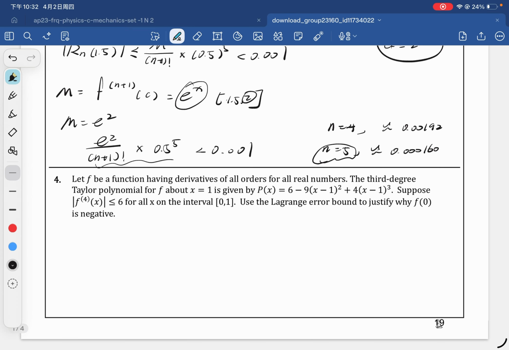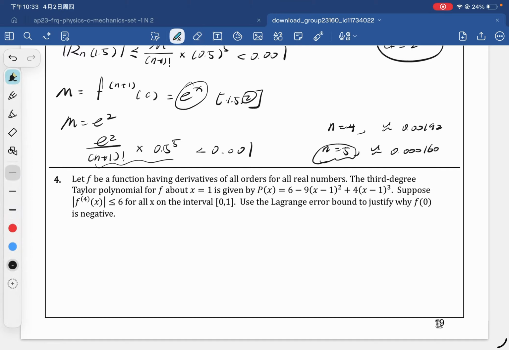Let's see the last question. Let f be a function having derivatives of all orders for all real numbers. The third degree Taylor polynomial for f about x equals 1 is given by P of x equals 6 minus 9 times (x minus 1) squared plus 4 times (x minus 1) cubed. Suppose the absolute value of the fourth derivative of x is less than or equal to 6 for all x on the interval 0 to 1. Use the Lagrange error bound to justify why f of 0 is negative.